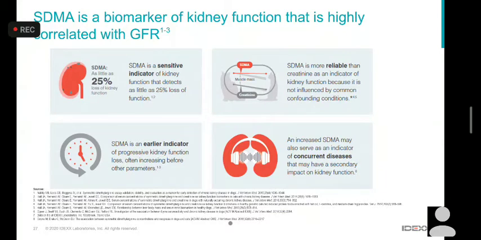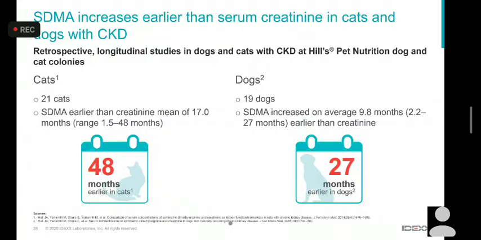So it's an early indicator of progressive kidney function loss, but it can also serve as an indicator of other diseases because, as said, it's a GFR marker. So anything impacting the GFR will also impact the SDMA. That means extrarenal causes of GFR impairment will also impact SDMA.